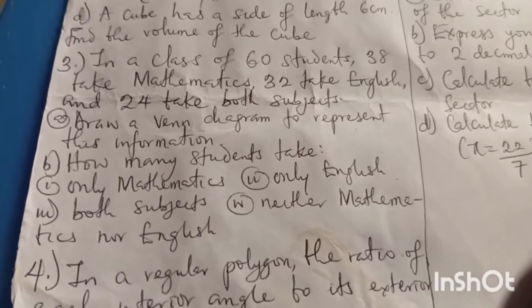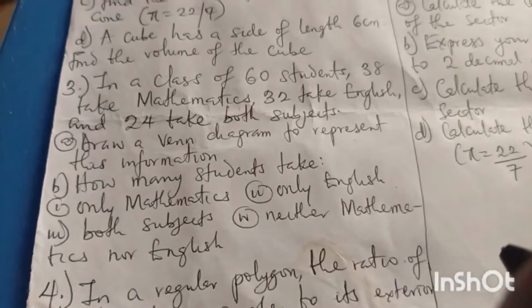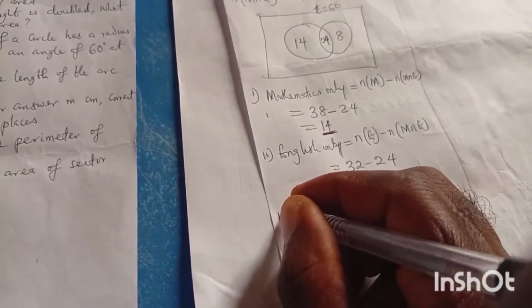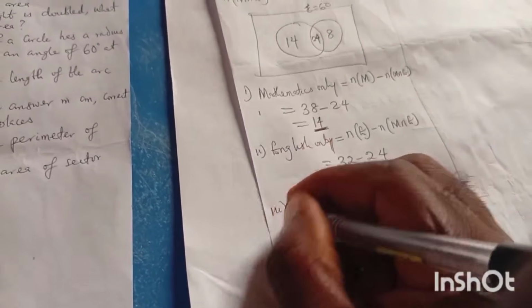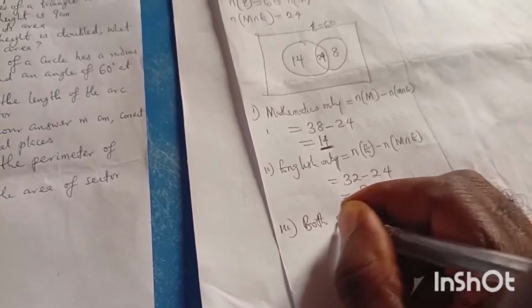And the last one will be neither mathematics nor English. That is, we want to know those that are jobless in this set. How can we know that? You know that 60 is the number of students, and these are the number of students that are active. Definitely, we just need to add up these and subtract from the total. So we now say to find neither. For both subjects, we already know that one. We don't need to go back to it. For both subjects, that's 24.